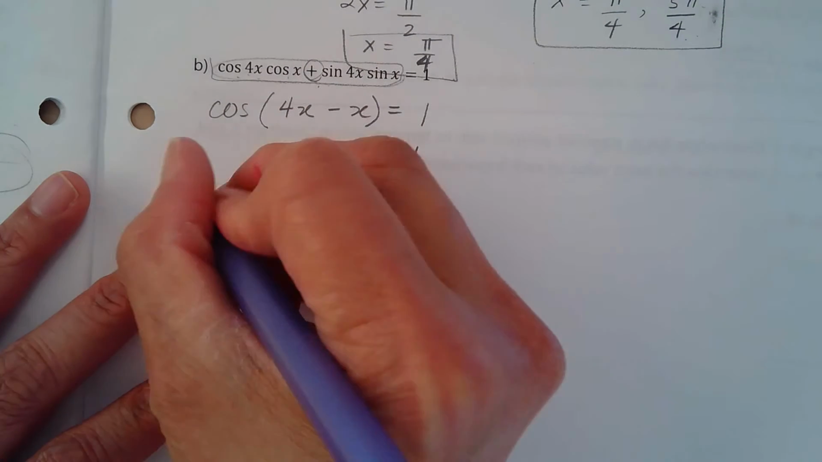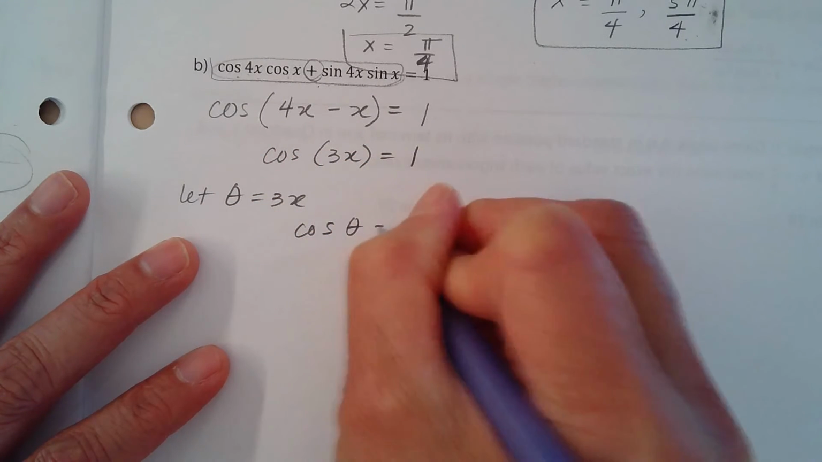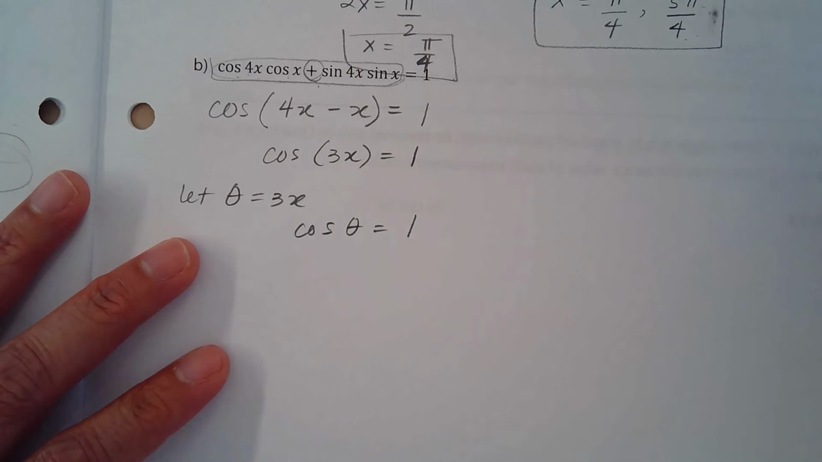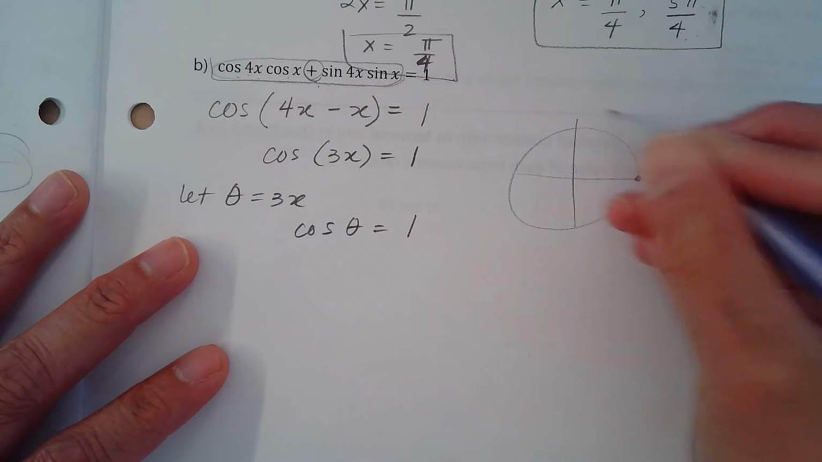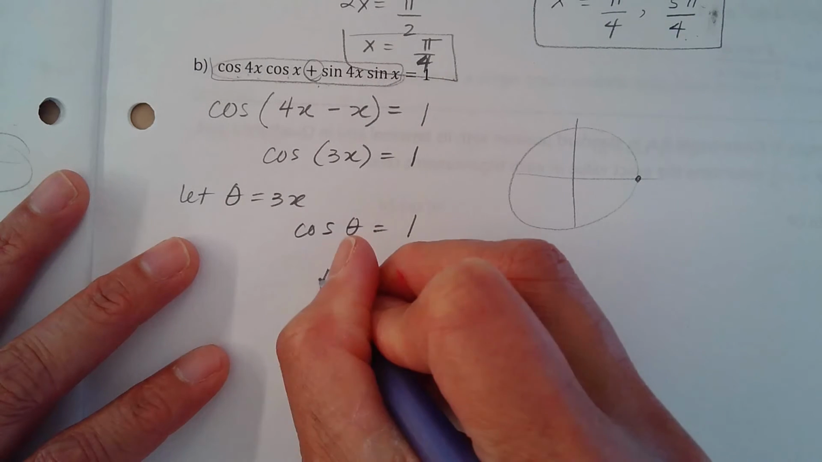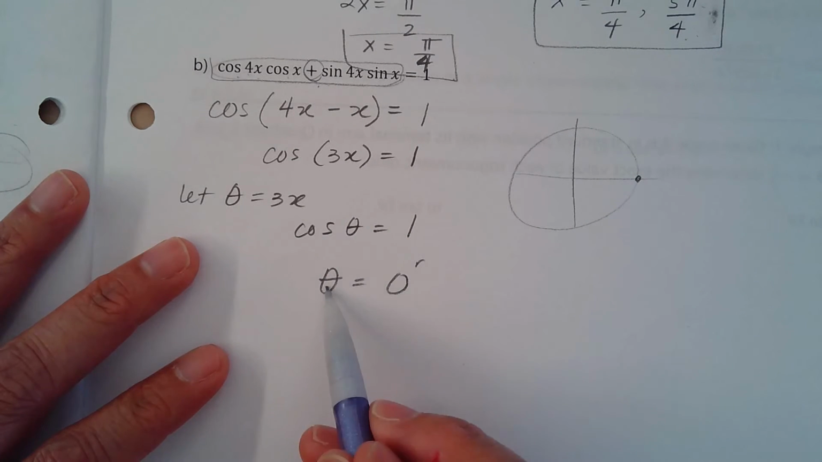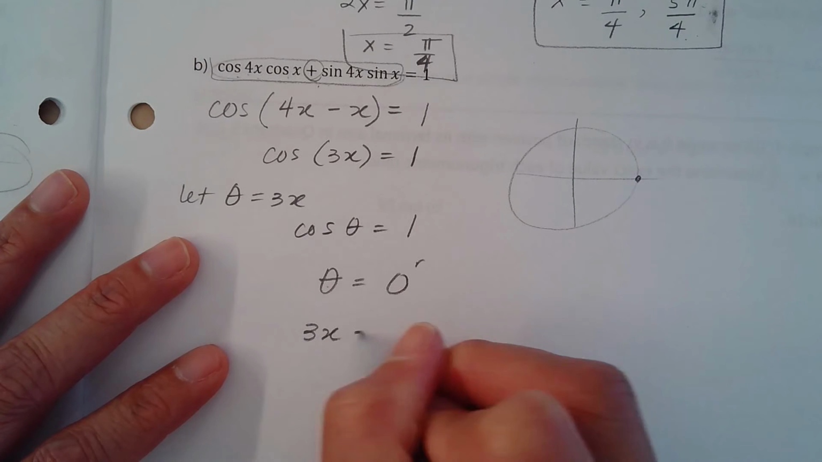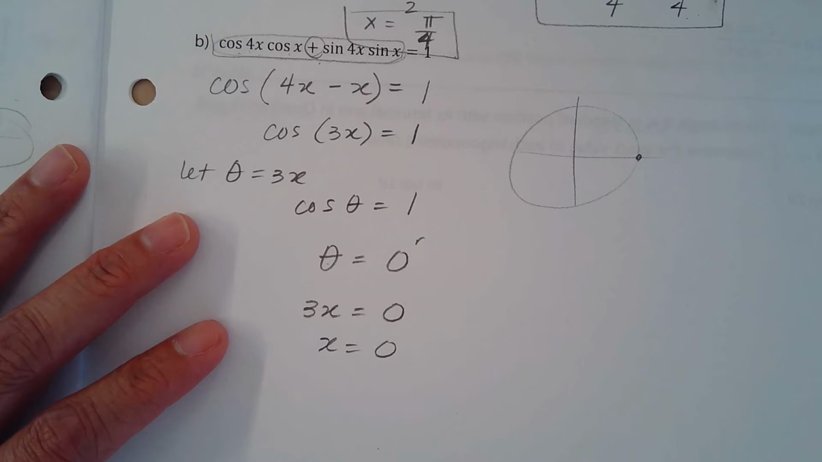What we're going to do is we're going to say let theta be 3x first. So cos of theta is equal to 1. Where's cos of theta equal to 1? It's going to be 0 and 2 pi, right? So theta is equal to 0. Okay. So that means 3x equals 0. So x equals 0. Are you okay with this?